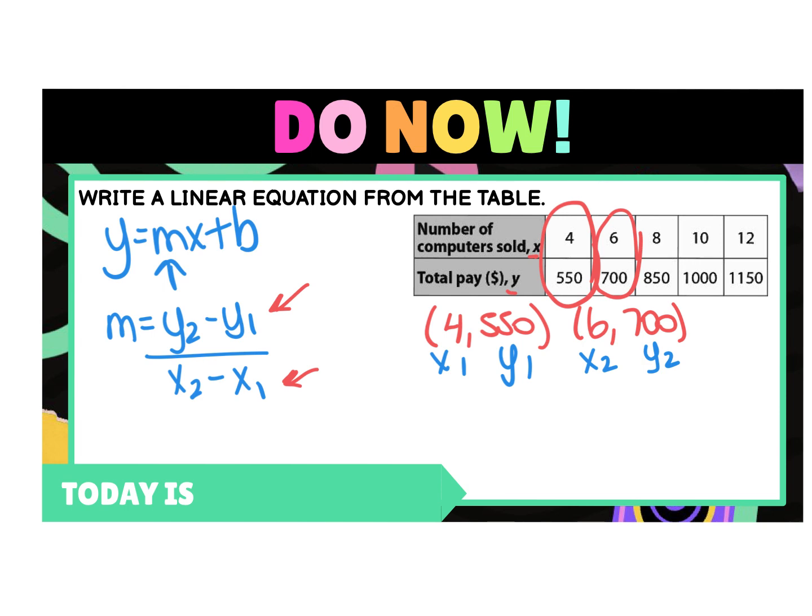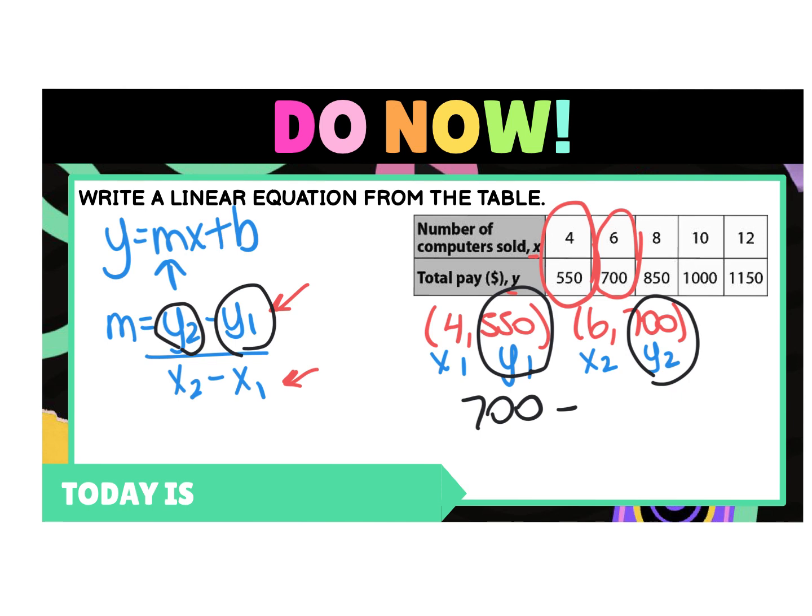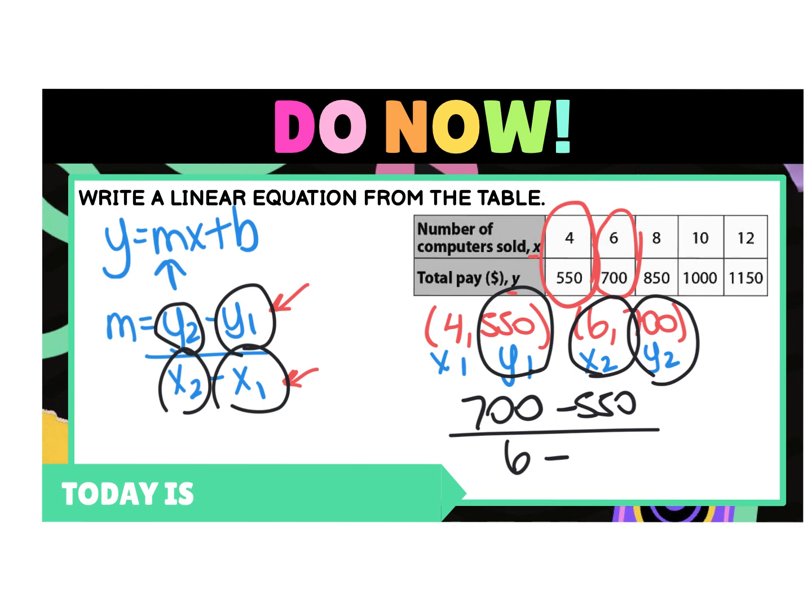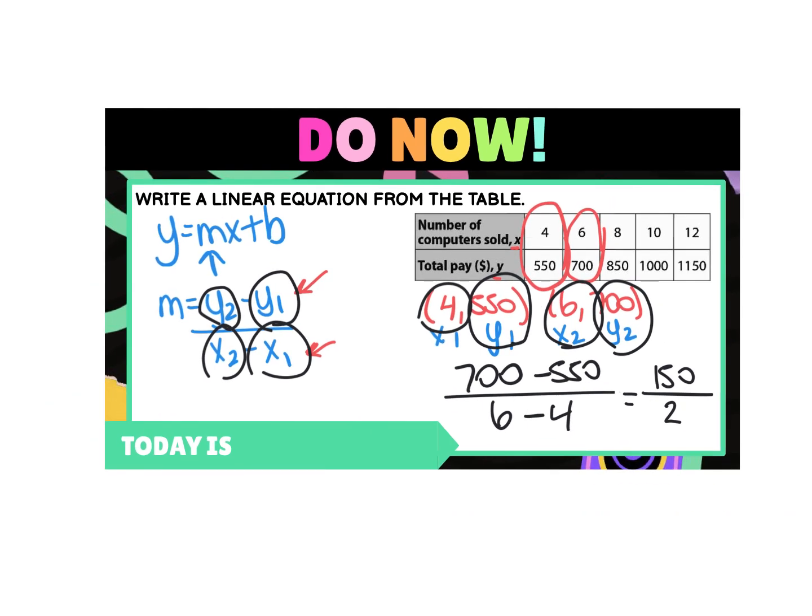We know that we're going to substitute our y2, which is 700, minus our y1, which is 550, over our x2, which is 6. I almost thought that was a 61, but it's just a 6, over our x1, which is 4. And then we're going to subtract. So 700 minus 550, which is 150, and 6 minus 4, which is 2. We can simplify this, so we'll get m equals 75.